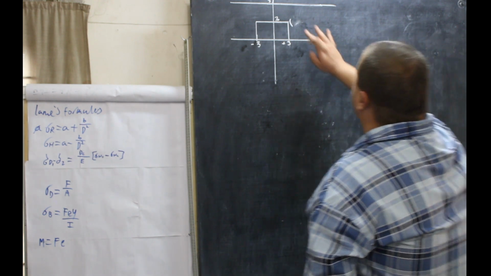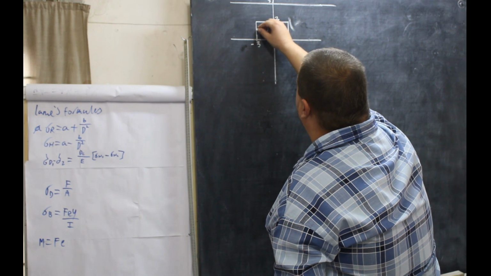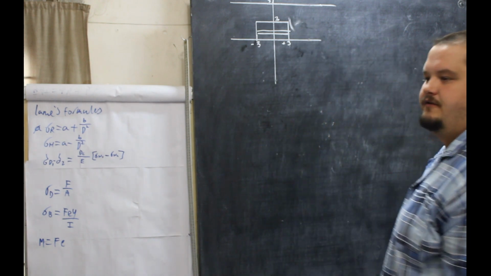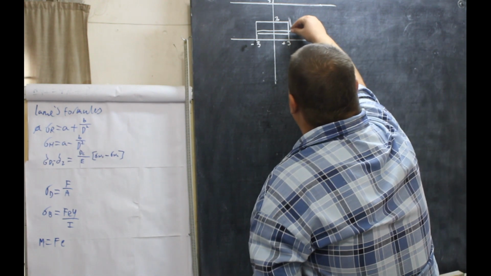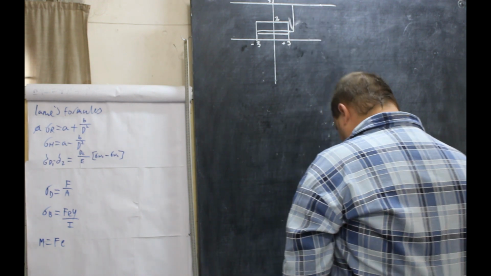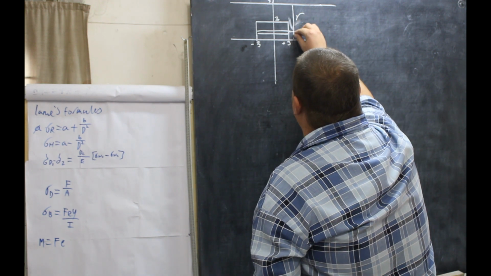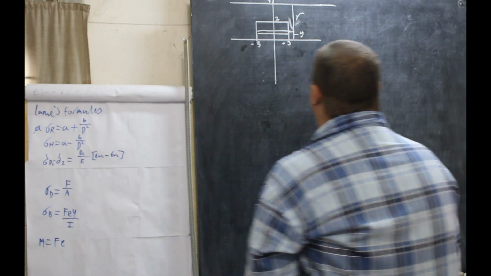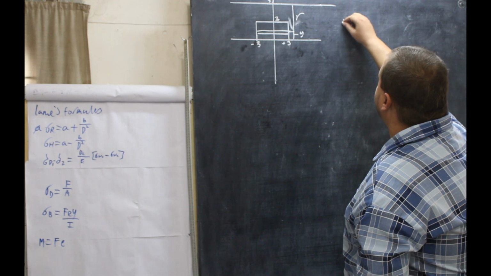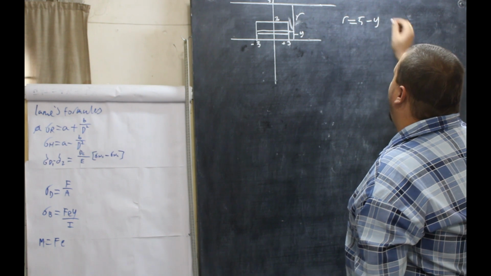The only time it comes into account is when, so here is our representative strip. It goes through here. That's our representative strip. So from your representative strip all the way up is R. So that's R, and from there to there is Y. Now, R equals, in this case, 5 minus Y.